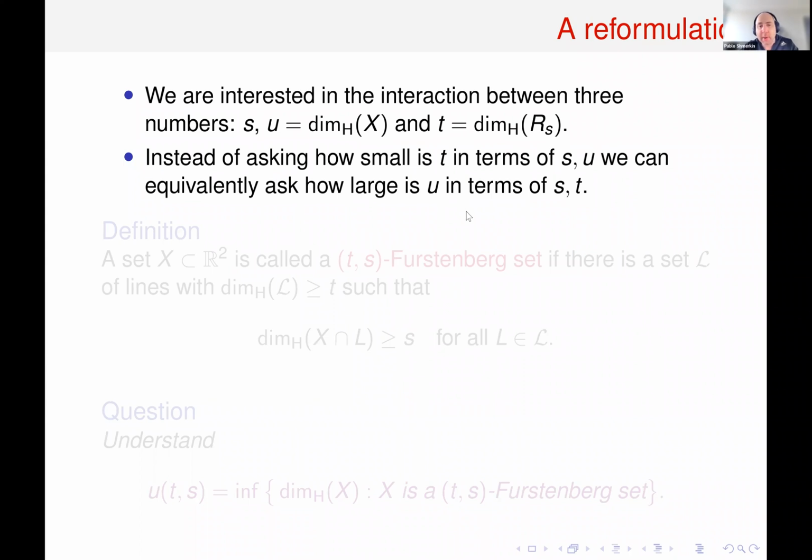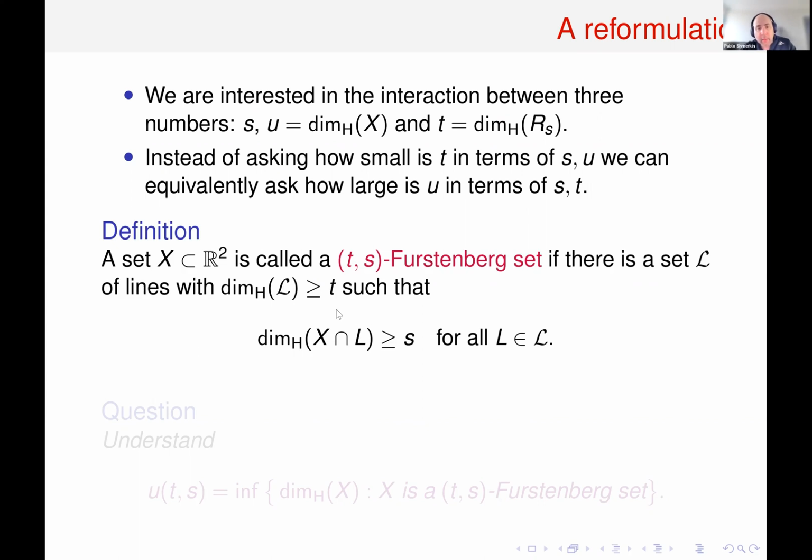There are three parameters, and we want to bound one of them in terms of the other two, but one can do algebra and bound T instead of U. In the normal formulation, we try to bound U. So the usual formulation is in terms of this definition. We say that the planar set is a TS Furstenberg set if there is a set of lines with dimension at least T. Again, I'm not saying that the union of the lines has dimension T. I'm saying that the parameters giving you the lines have dimension T. In fact, this is equivalent to saying that the union of the lines has dimension 1 plus T, which is a theorem, but this is not the right way of thinking about this. So we have two parameters, T and S.